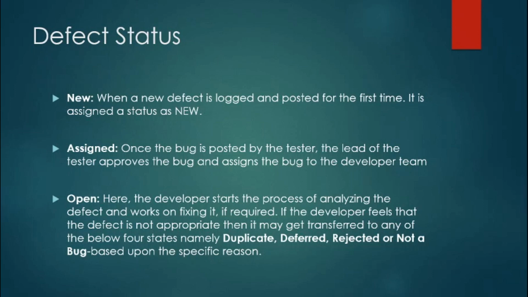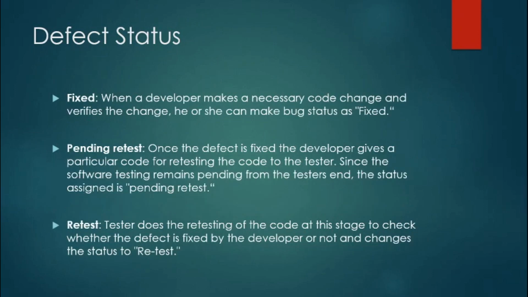Okay. Now, fixed status. Once you have raised a defect, it was in new status. Again, it came to assigned. When it was assigned to a developer, the developer started working on it and moved the defect to open status. When the developer makes the necessary code changes and fixes that issue, they will move your defect from open to fixed status. Okay.